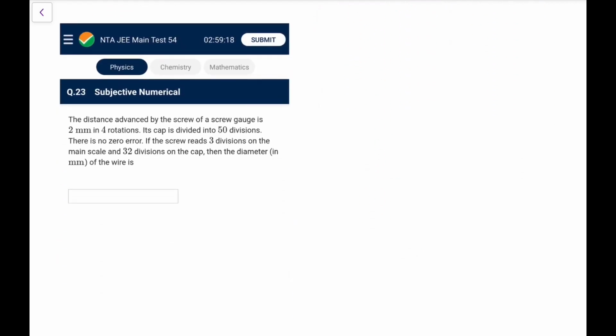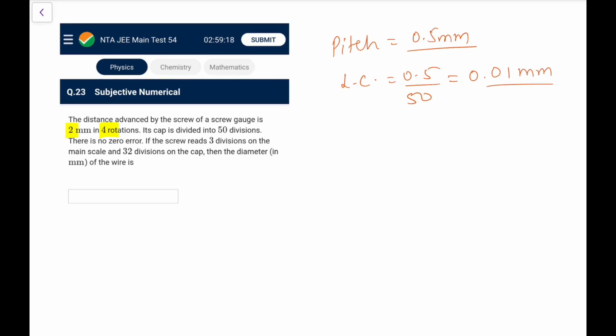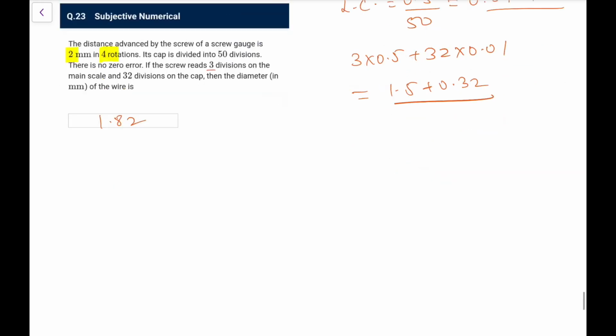23rd. The distance advanced by the screw of a screw gauge is 2 mm in 4 rotations. That means pitch is equal to 2 mm by 4, that is 0.5 mm. The cap is divided into 50 divisions, therefore least count would be pitch upon number of divisions, 0.5 upon 50. So you have 0.01 mm now. If the screw gauge reads 3 divisions on the main scale and 32 divisions on the cap, 3 means 3 into 0.5 and 32 means 32 into 0.01. So the value is 1.5 plus 0.32, which is 1.82. It's not a tough one if you know how to do this screw gauge question.